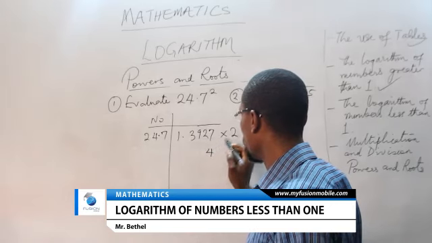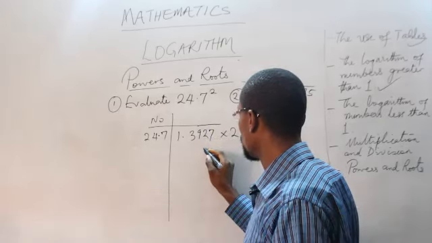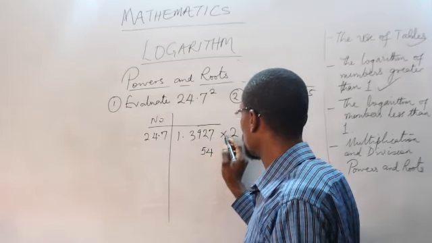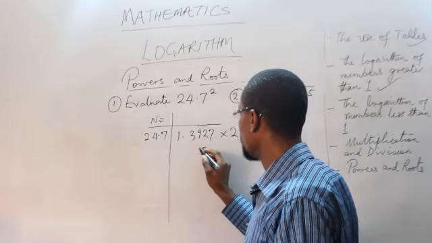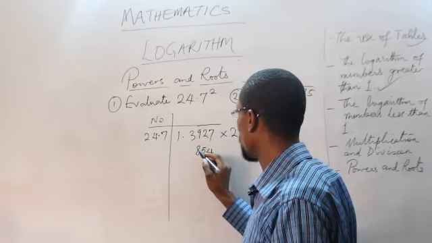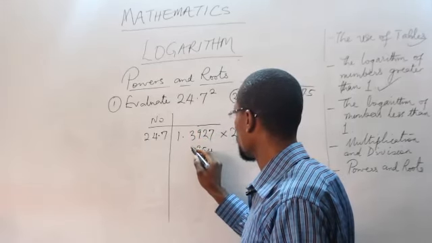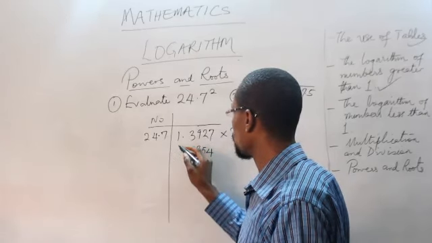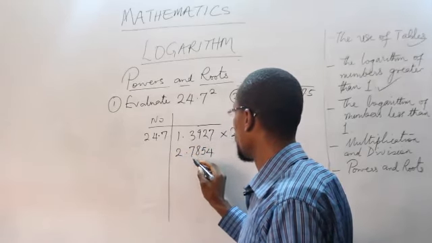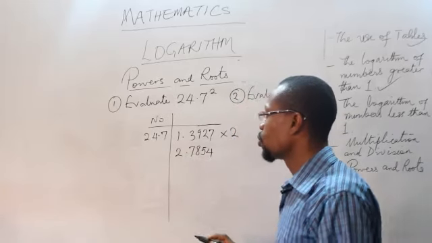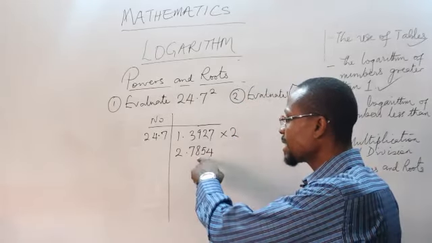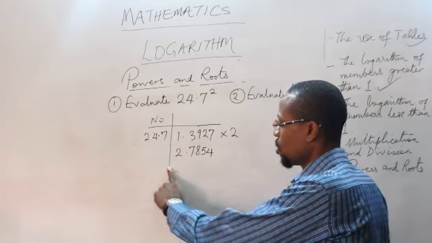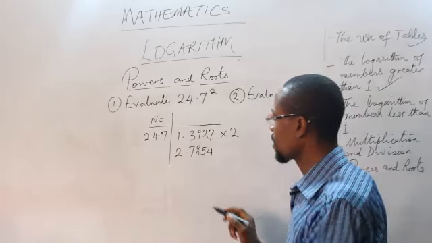We carry 1. 2 times 2 will give us 4 plus 1, 5. 2 times 9 will give us 18. We carry 1. 2 times 3 will give us 6 plus the 1 we carried, 7. 2 times 1 will give us 2. And then we go on to get the anti-logarithm of 78 under 5 difference 4.